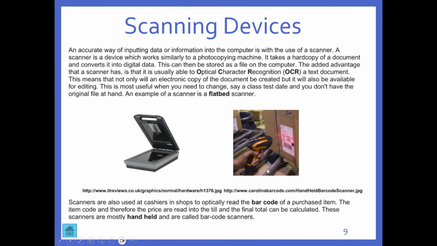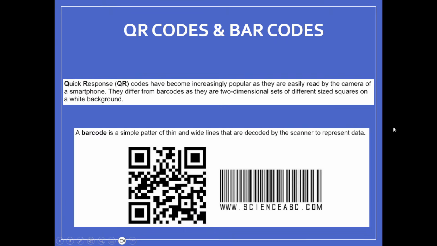Here's a barcode scanner. You've seen this at the shops. When they scan a barcode, what happens? It's taking that information or that code and sending it through into the PC, and it displays the results. Okay, so these are scanners. Scanners are also used at cashiers in shops to optically read the barcode of a purchased item. The item code and therefore the price are read into the till, and the final total can be calculated. Okay, so that's our scanning devices.